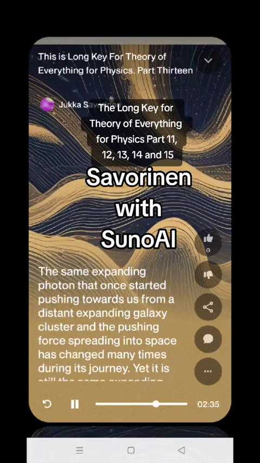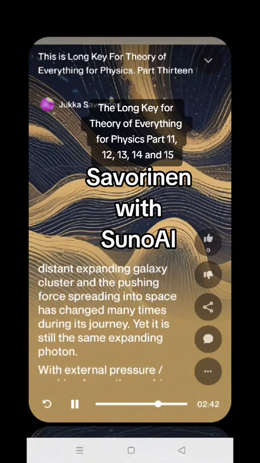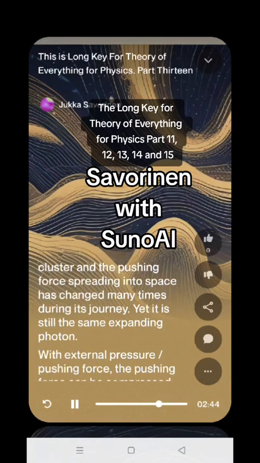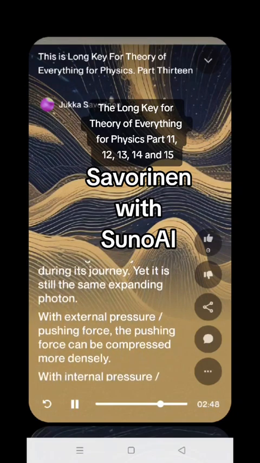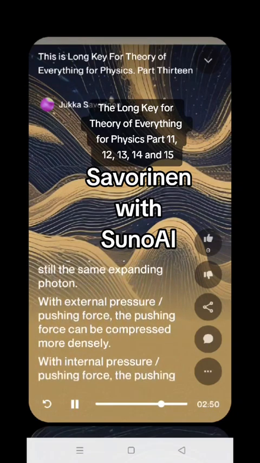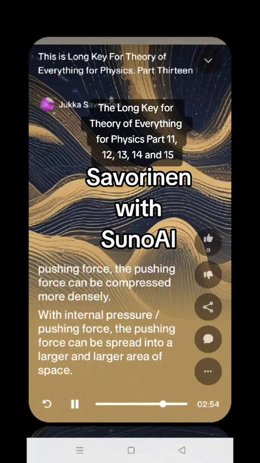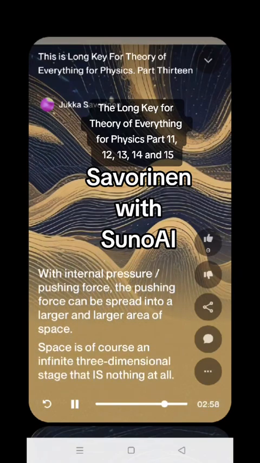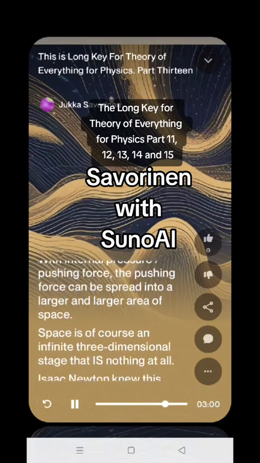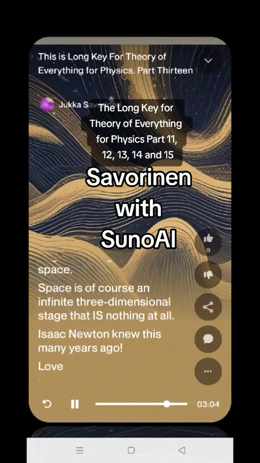The same expanding photon that once started pushing towards us from a distant expanding galaxy cluster, and the pushing force spreading into space, has changed many times during its journey. Yet, it is still the same expanding photon. With external pressure pushing force, the pushing force can be compressed more densely. With internal pressure pushing force, the pushing force can be spread into a larger and larger area of space.